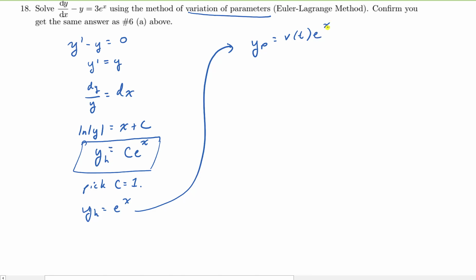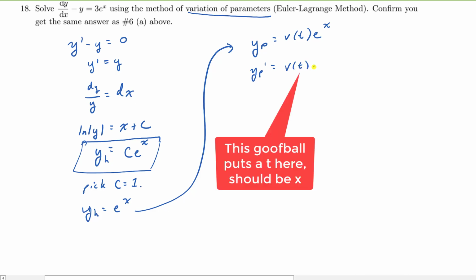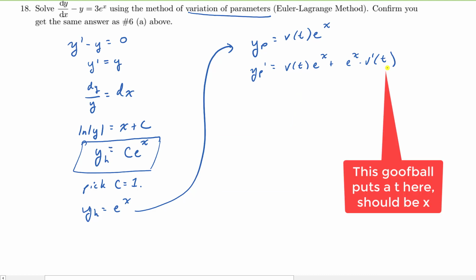Okay, so let's see what we can do here. We need to figure out what this unknown function v of x is, so we go ahead and differentiate our guess at the particular solution, and here we're going to have to do the product rule. So I'm going to do the first times the derivative of the second plus the second times the derivative of the first. There's my product rule, and those should be x's there, not t's.